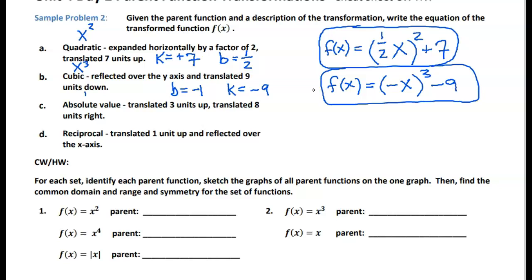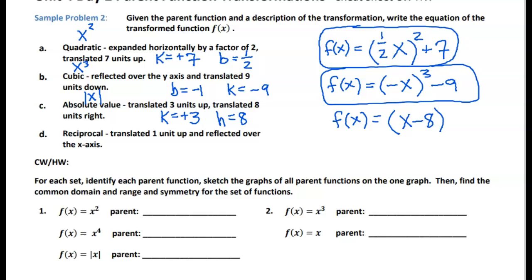Letter C, absolute value of x. We know what that looks like. Translated 3 up. So I have a k of +3. And translated 8 units to the right, my h value would be +8 because it's going to the right. So I plug it in my generic formula. I don't have an a or b, so I don't have to worry about that. I'm going to have an x and then minus my h, which is 8. So it's x minus 8 to shift it right, 8.